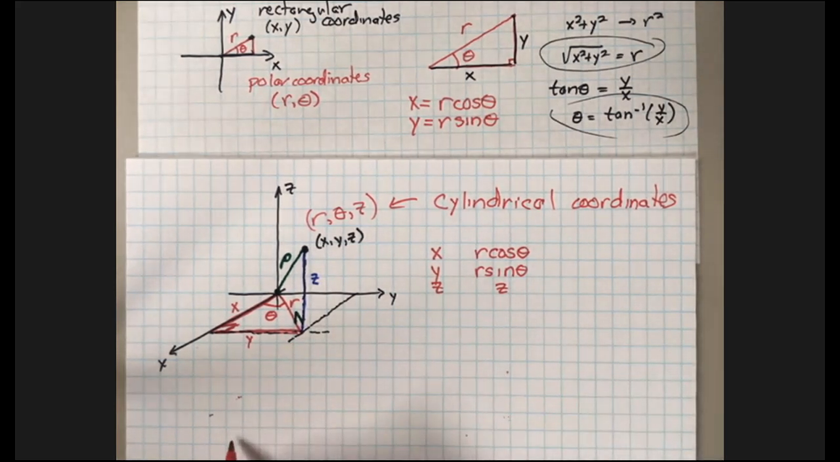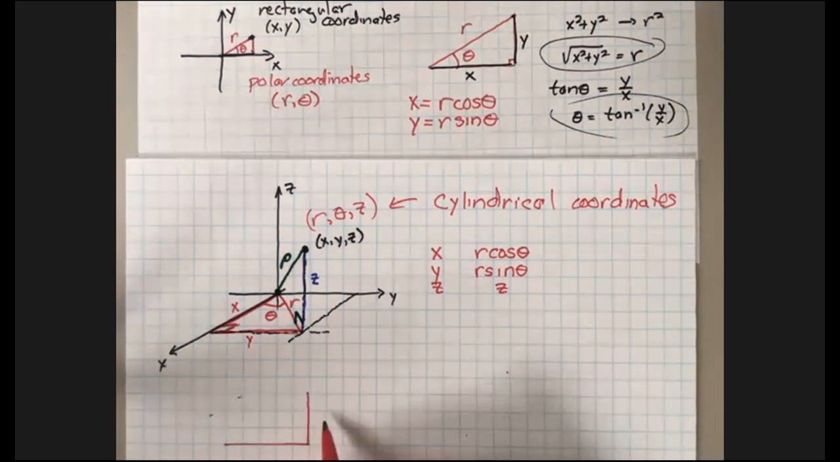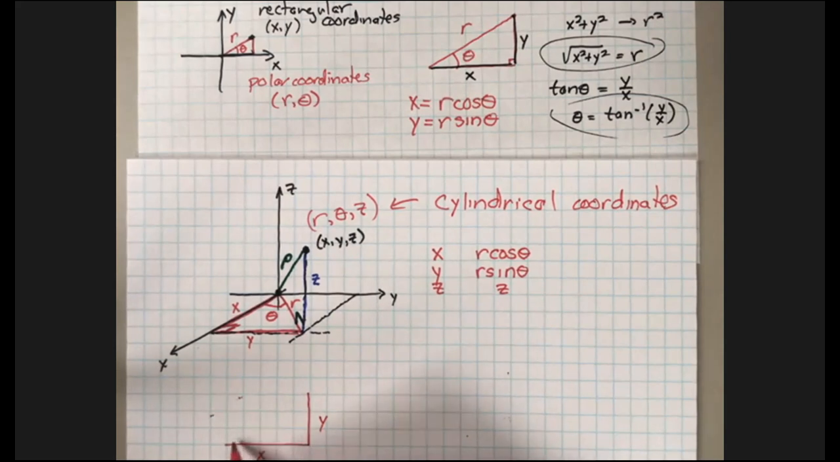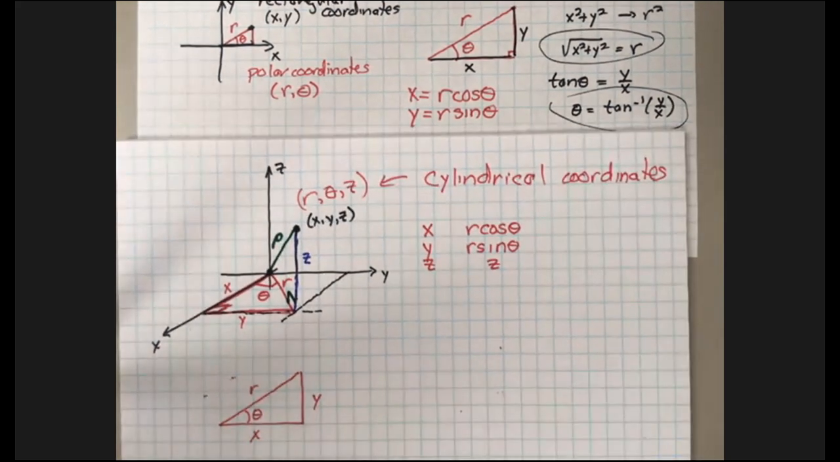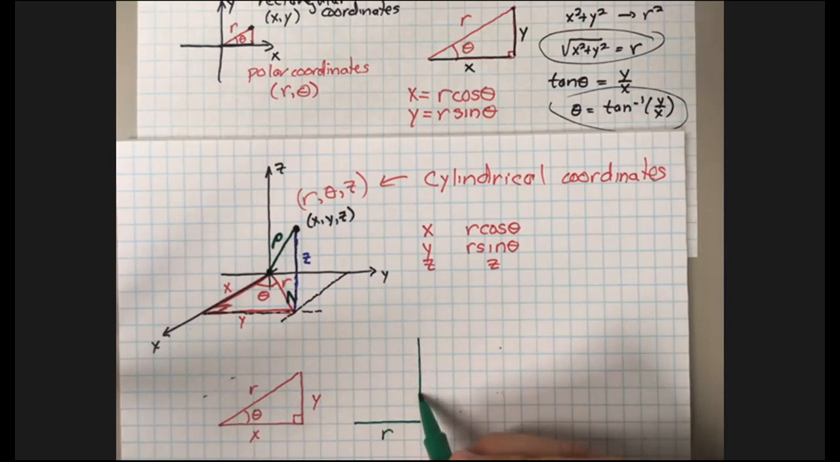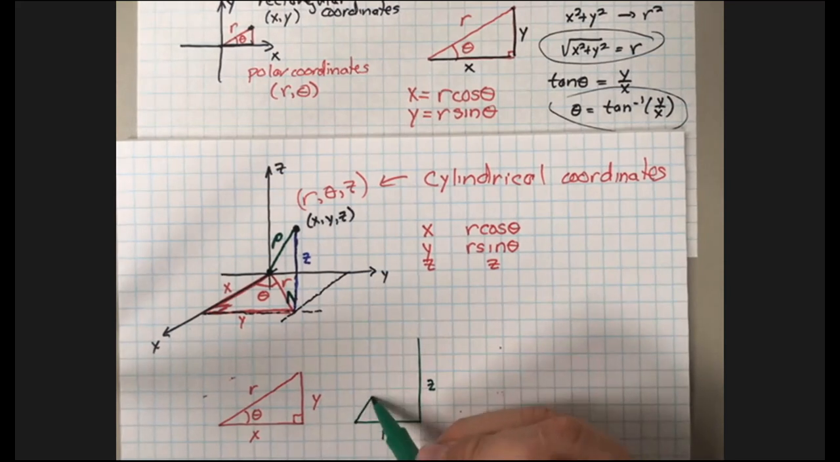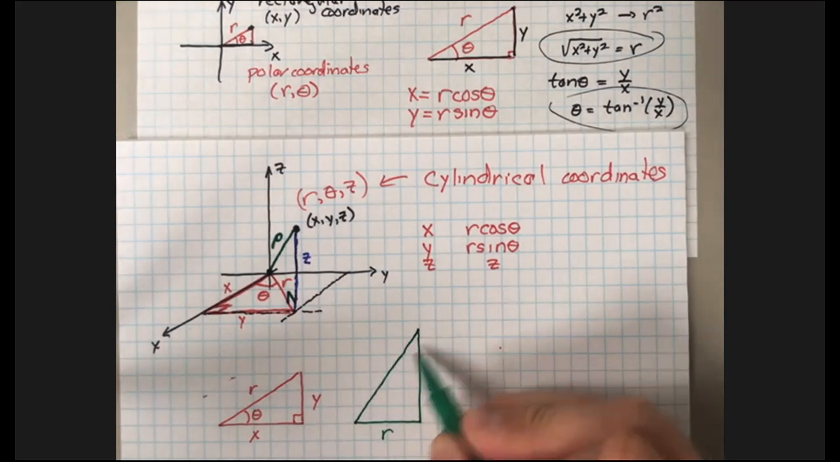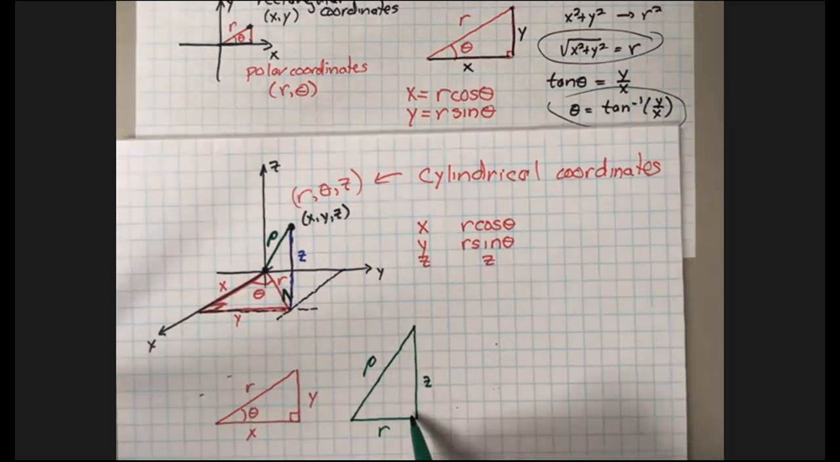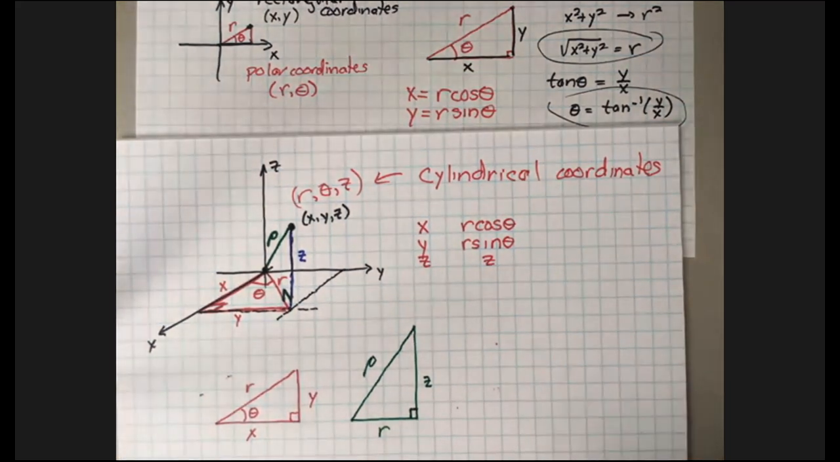Take those two right triangles out and lay them down because it's very important that you can visualize these right triangles. The one that relates X, Y to R, theta, and then, right angle, the one that relates R and Z to rho. And likewise, this is a right angle. But I want to describe one of these angles.